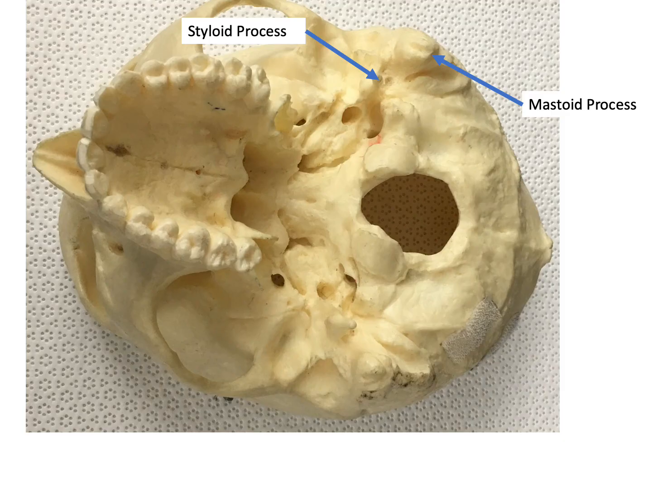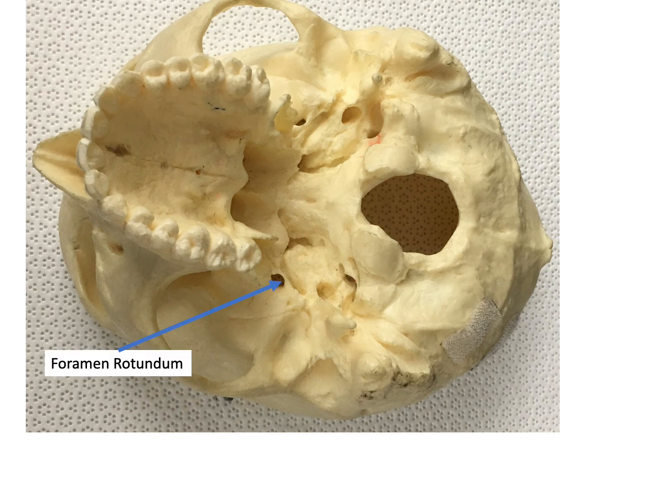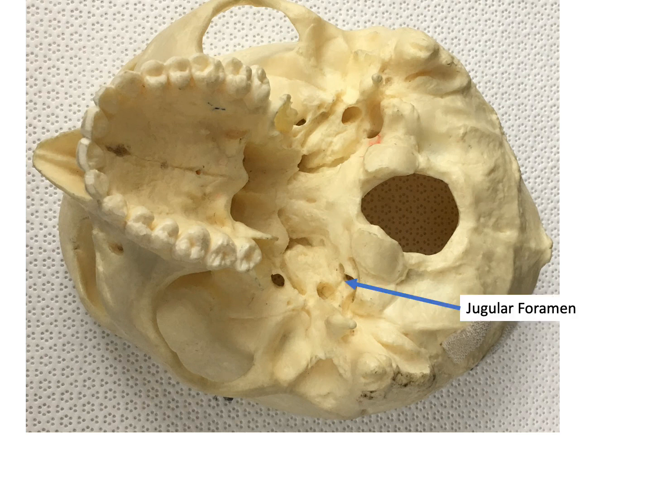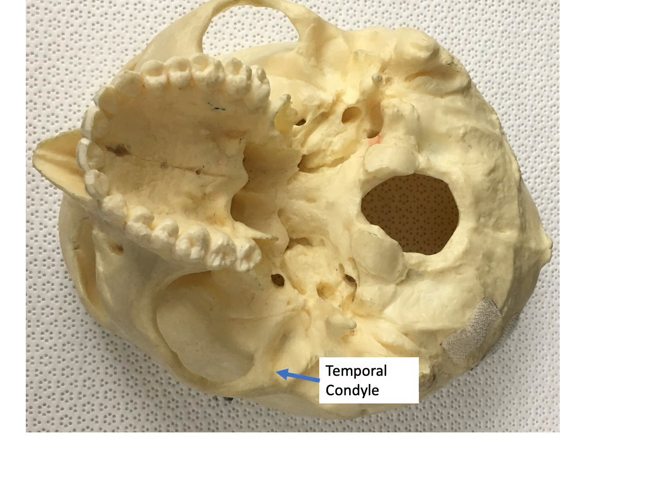Okay, we're going to flip the skull over here. And in flipping the skull over, we will be able to see the stylomastoid foramen. We will be able to see the occipital condyles. We will be able to see the foramen magnum, the foramen rotundum, the jugular foramen, and the zygomatic process of the temporal bone, as well as the temporal condyle, which is going to allow for the articulation points between the temporal bone and the mandible.